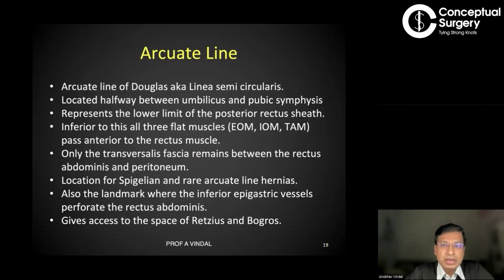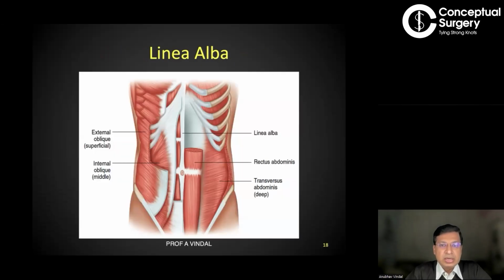Now, what is the arcuate line? The arcuate line is the line at which the posterior rectus sheath stops. We have seen this arrangement: somewhere between the umbilicus and the pubic symphysis, the aponeuroses of all three muscles, the external oblique, the internal oblique, and the transversus abdominis, go anterior to the rectus and none go posterior to the rectus. Therefore, the posterior rectus sheath is deficient.